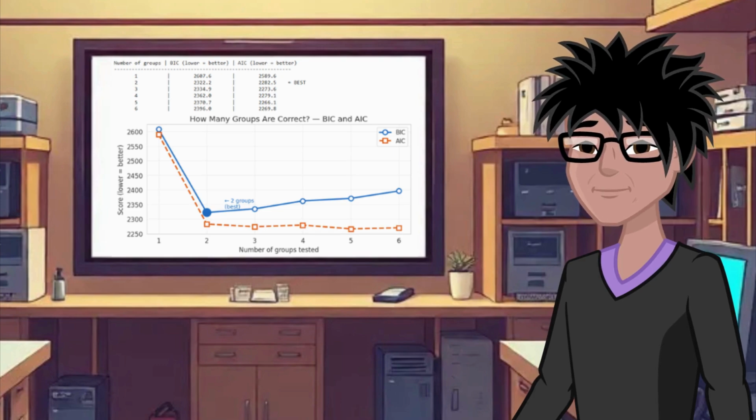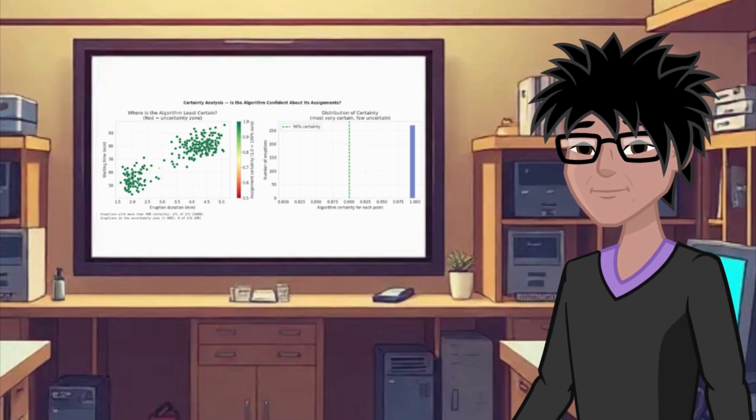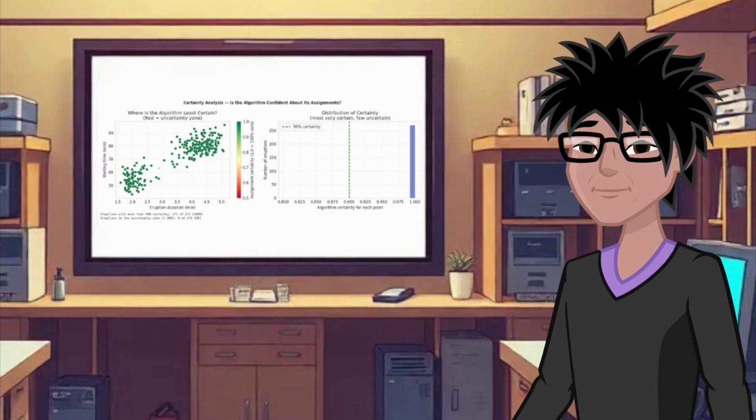Printing a table and plotting the values shows that two groups have the lowest BIC, confirming this as the optimal number. We analyze assignment certainty by computing the maximum probability for each eruption. A scatter plot colored from green for high confidence to red for low, and a histogram shows the distribution of probabilities. Counting the points demonstrates that most eruptions are assigned with high confidence, while a few lie in the uncertain zone.